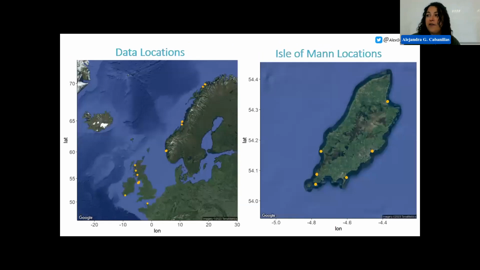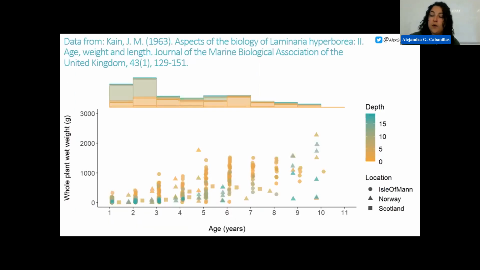So there's another amount of data that we found that comes from the Isle of Man. I would like to mention this data from Joanna Kane, as it is also an amazing source of information, as she sampled data from 3 different countries and from various sources in the Isle of Man. So the reason I'm showing you this is just so you can see the wide range of variation you can see in individual data.